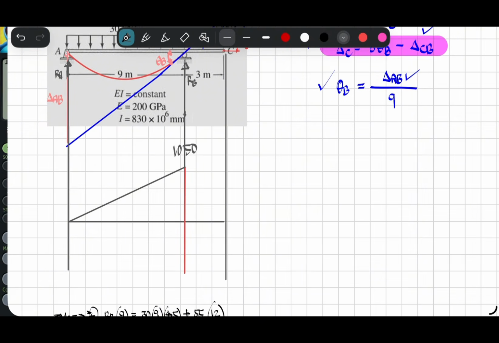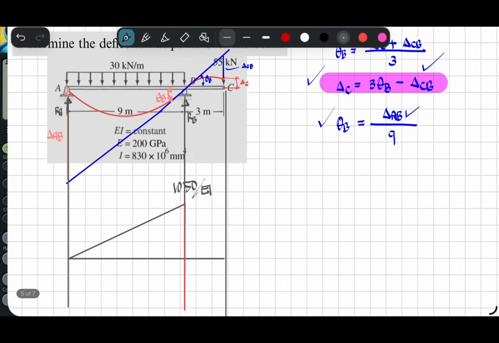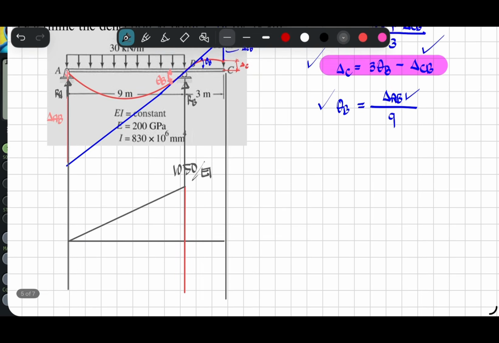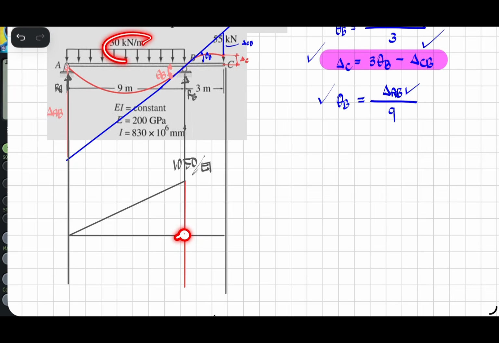1050 over EI. Then this one is the uniformly distributed load. To get the moment at this point, we rotate about B. So let's get the moment at point B.